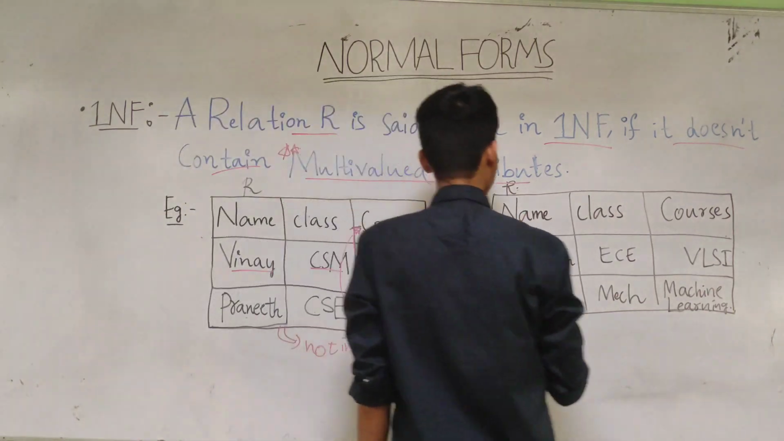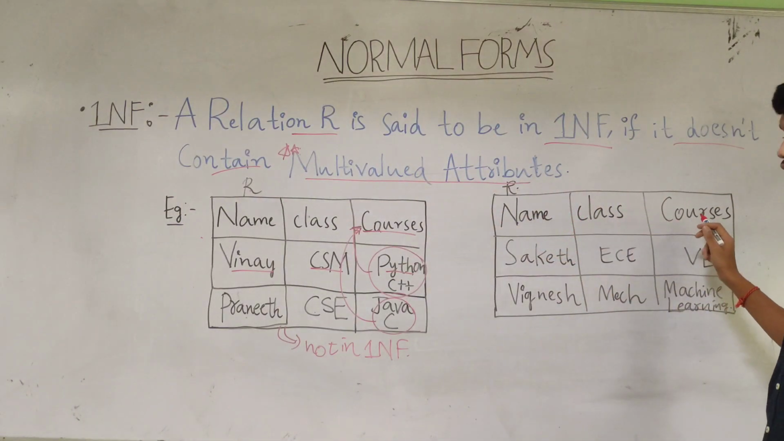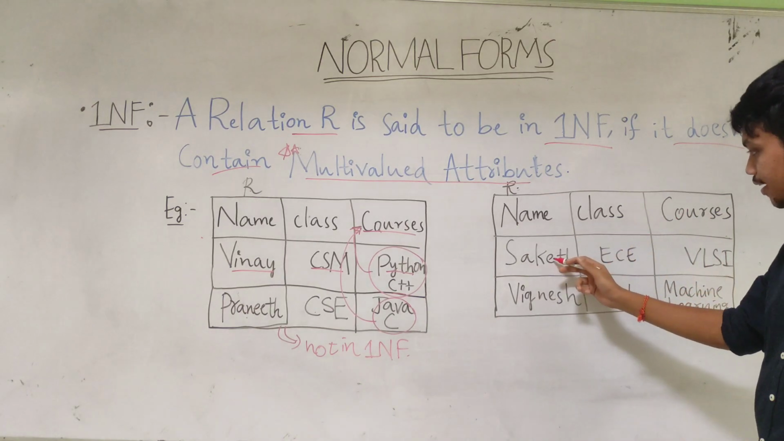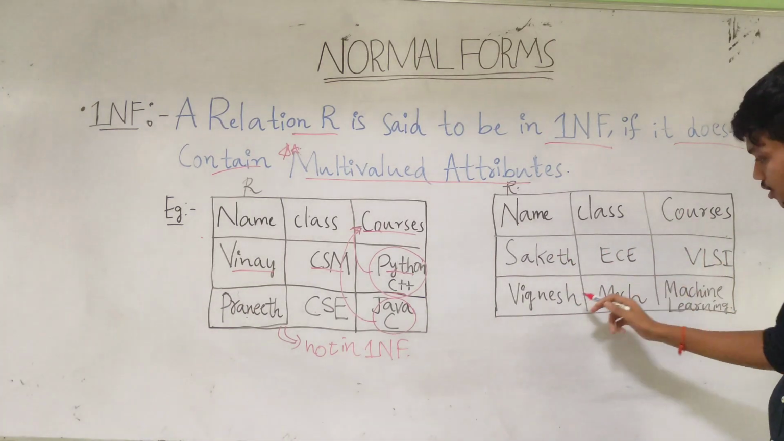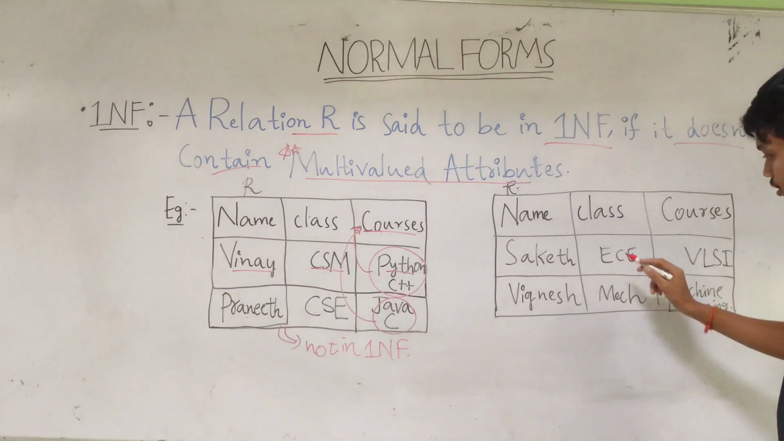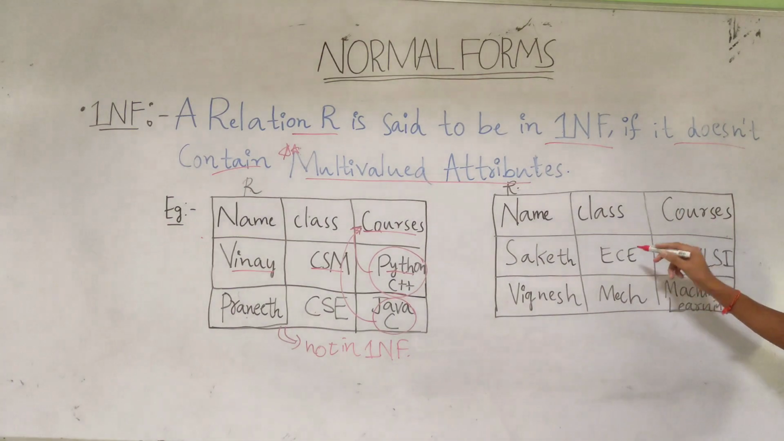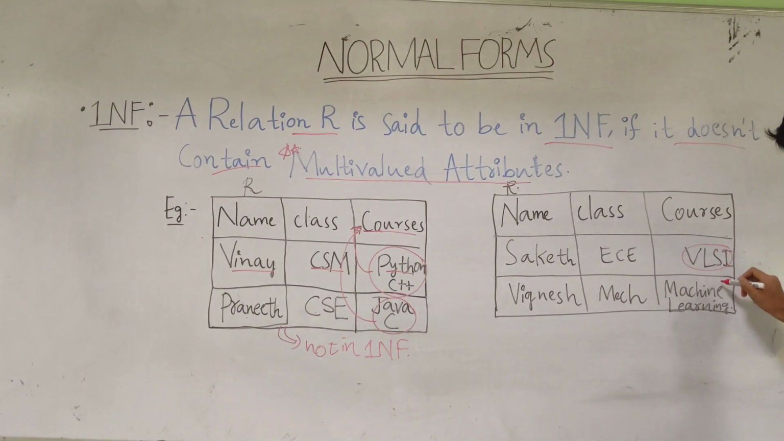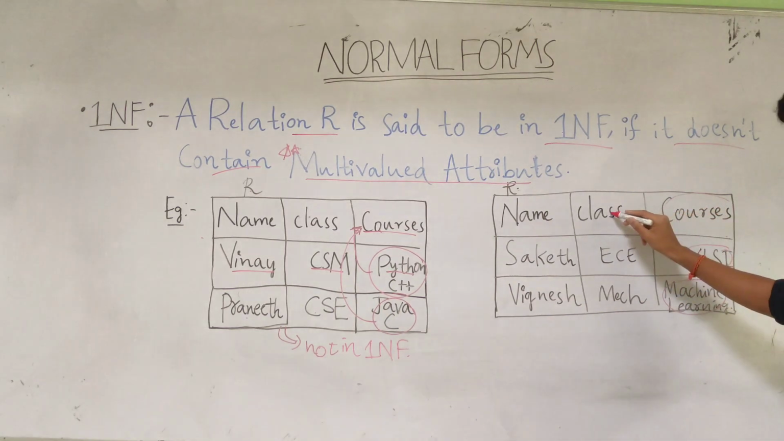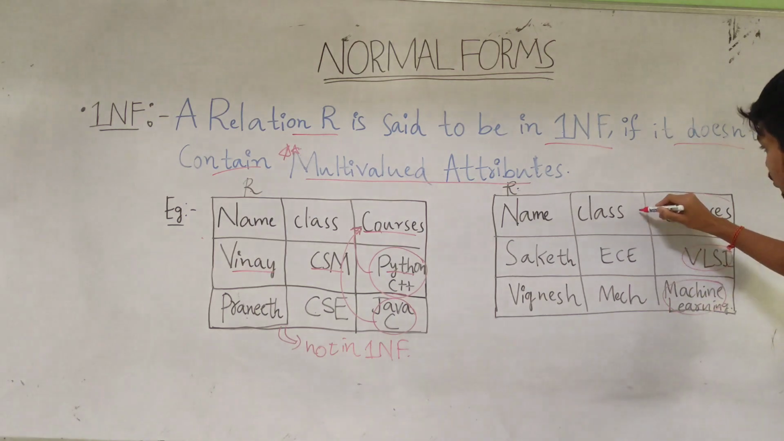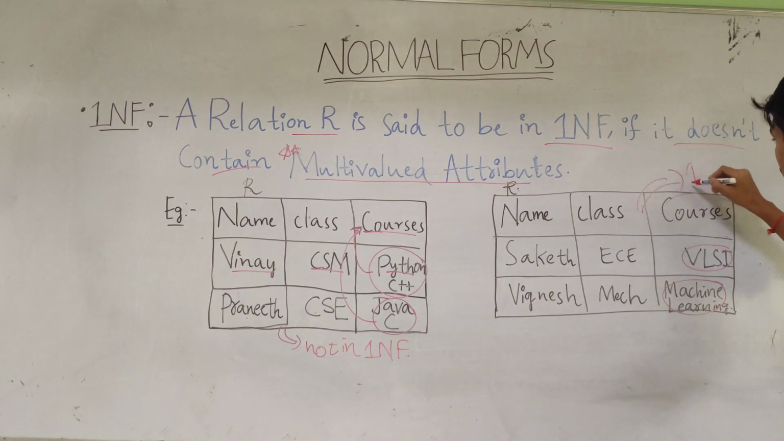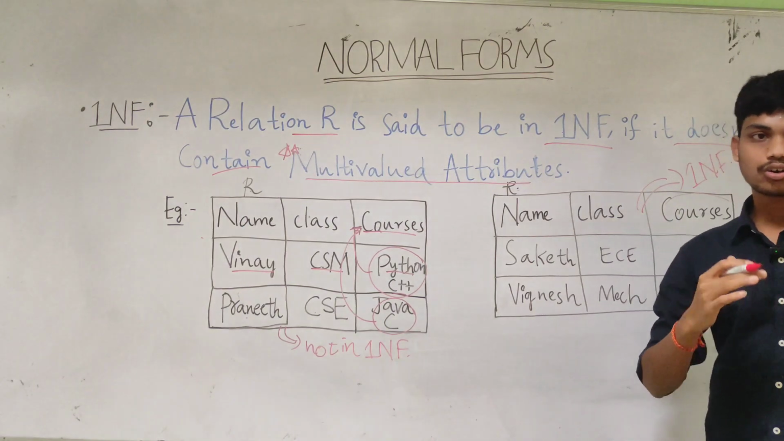Now in this other table, we have the same attributes: name, class and courses, with rows like EC, VLSI, Vignesh, mechanical, machine learning. If you take any row, the value will be one only. The machine learning, VLSI attribute is a single-valued attribute. This is single valued, this is single valued. So we can say that this relation is in 1NF. In this way, we can say whether a relation is in 1NF or not.